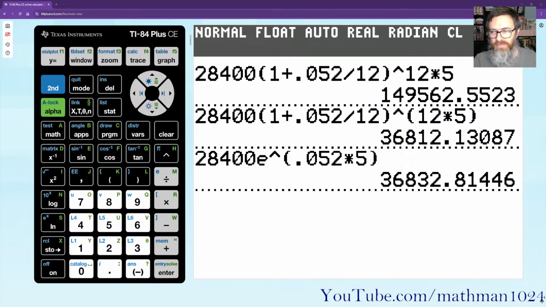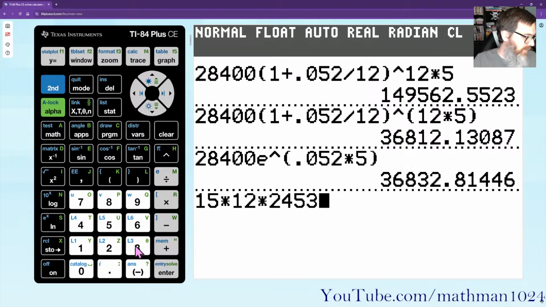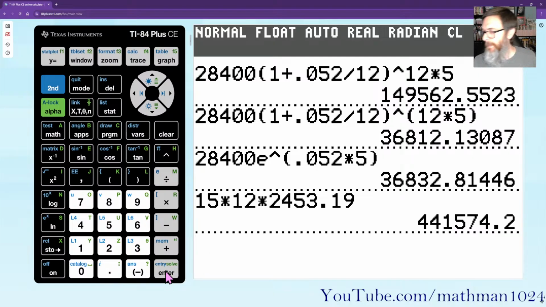Now, so I wrote the numbers down. We have, for a 15-year mortgage, so that was 15 times 12 months times $2,453.19, you can't forget that, means that you would have paid $441,574.20 for a house that costs $300,000, meaning that the bank gets $141,574.20 off of you. Okay?